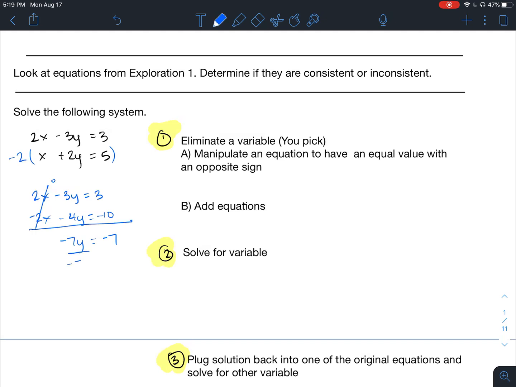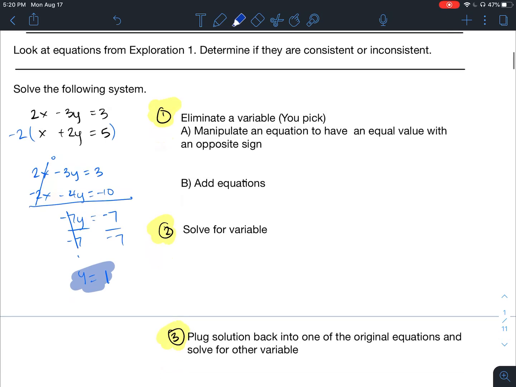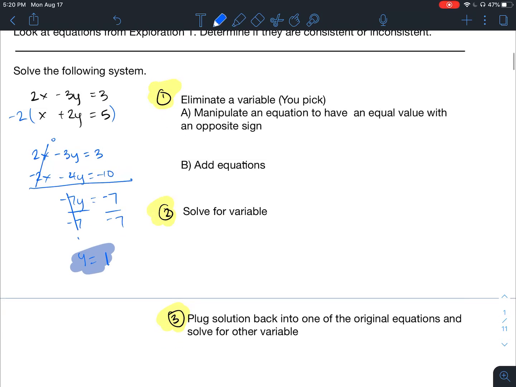So if we divide by -7 on both sides, that's 1. So y is equal to, well, -7 divided by -7, well, that is also 1. So y is equal to 1. There we go. We just completed step 2. We solved for a variable.